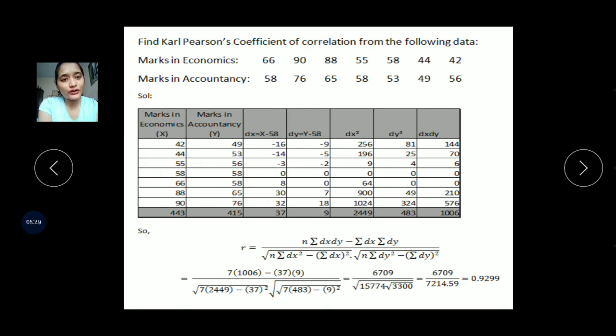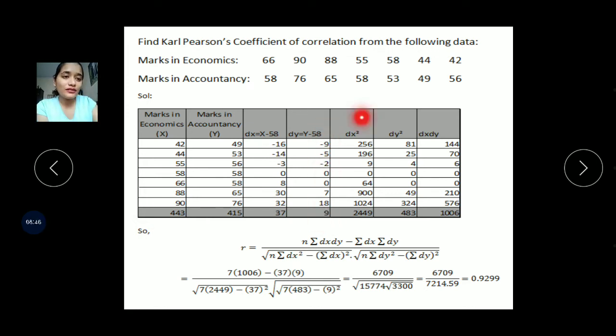So 42 minus 58 is minus 16, 44 minus 58 is minus 14, and all the other terms. Then we'll find its sum. Similarly, we'll do it for y. For the y series, the middle term is again 58, so y minus 58. So we'll find the deviations of y.